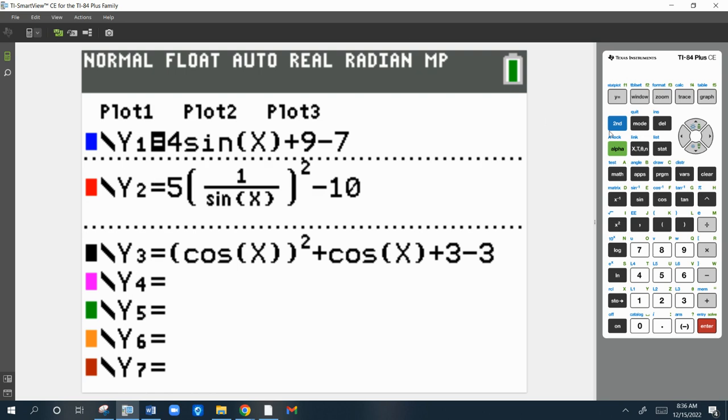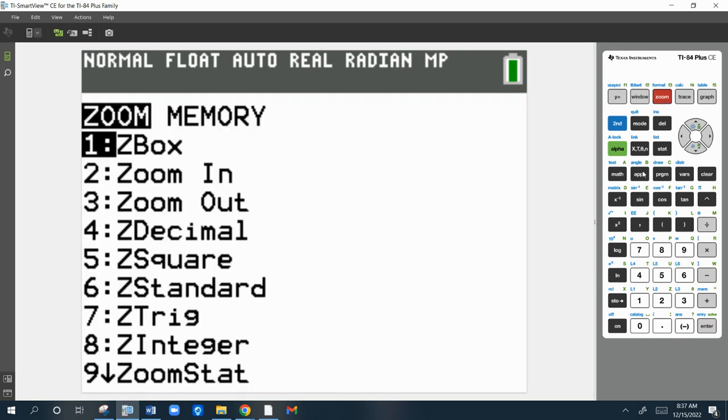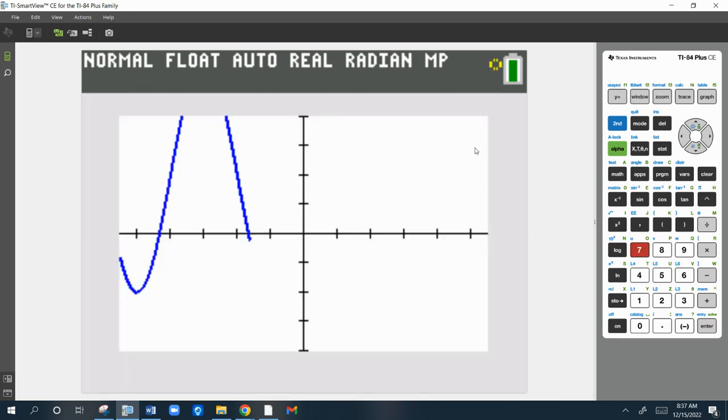So now we're just going to look at the easy checks. I'm starting with the first one, the 4 sine x plus 9 minus 7. When I hit the normal graph, it doesn't really tell me much about how it acts on 0 to 2 pi. So when I hit Zoom Trig, that will give me the exact locations on the circle.